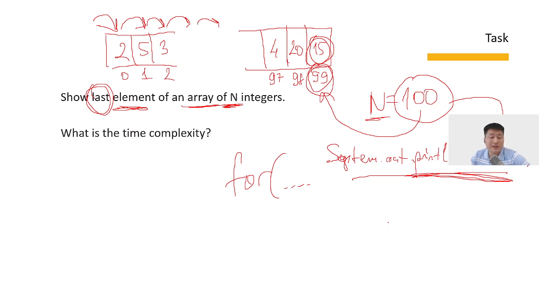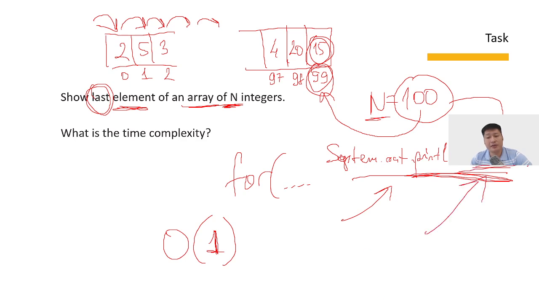So what is the time complexity? Does it take 100 operations for 100 elements? No. It doesn't matter how many elements you have, we will do it using only one line, one operation. So this is O(1) again. To show the last element, we don't have to iterate over all elements. We're just using the formula. We can quickly, using just one operation, find the last element, okay? That's why the time complexity here is O(1).